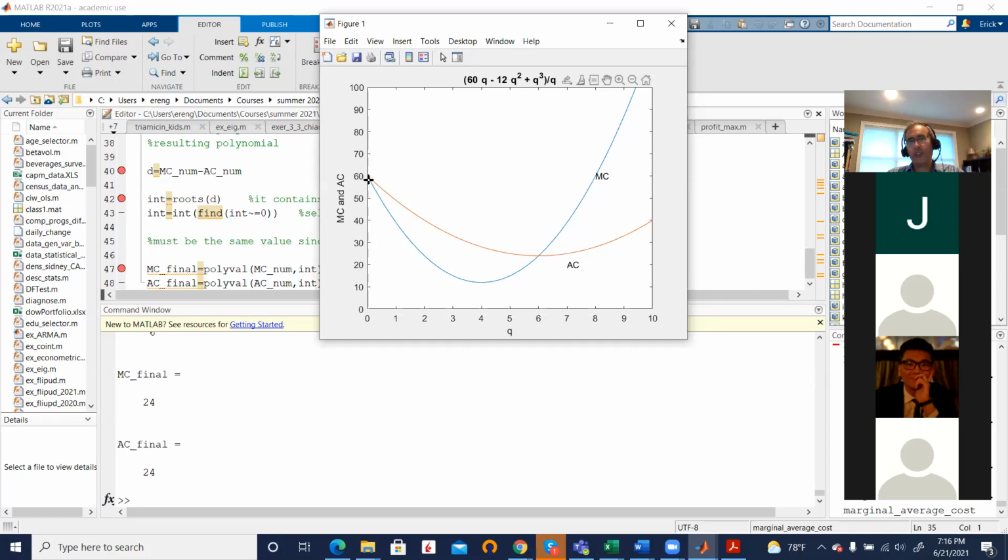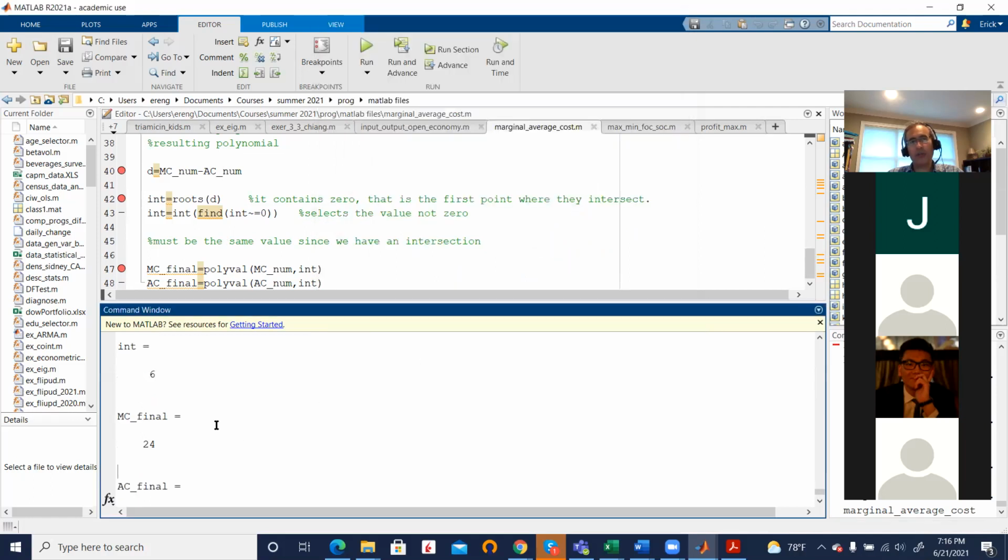There are 2 points of intersection. One is not useful for us because it implies that the quantity is 0. And the second one implies that the average cost equals the marginal cost. So this is my optimal position here. And this happens when we have x equals 6 and y equals 24. And this is exactly what we find here.